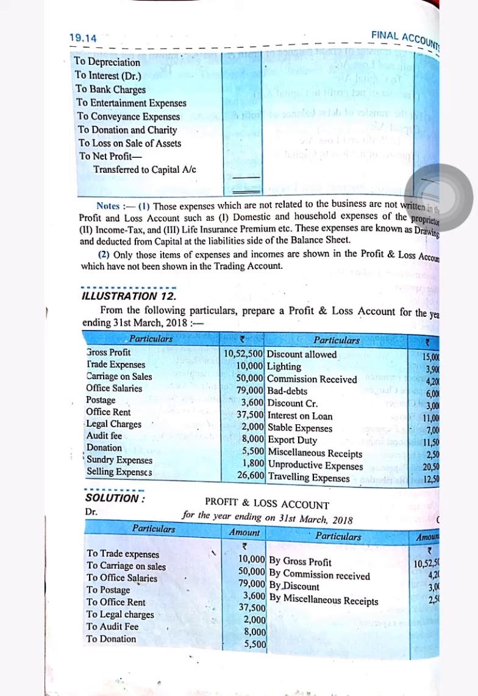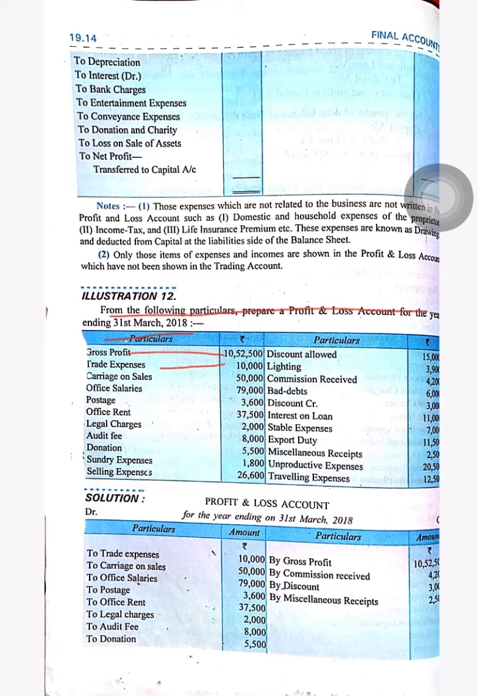So just read out the question first. From the following particulars, prepare a profit and loss account ending on 31st March 2018. Gross profit 10,52,000. Gross profit will be shown in the credit side of profit and loss account. All the expenses, all the indirect expenses will be debited and all the incomes will be credited.